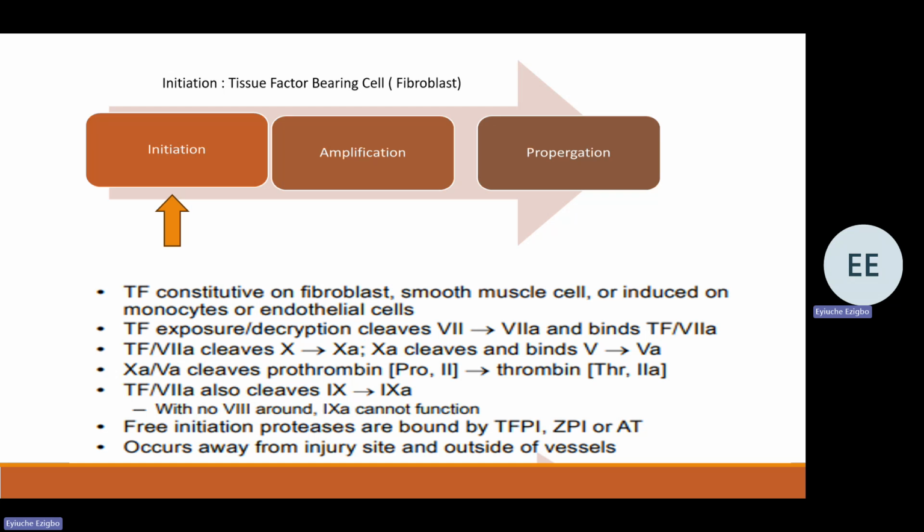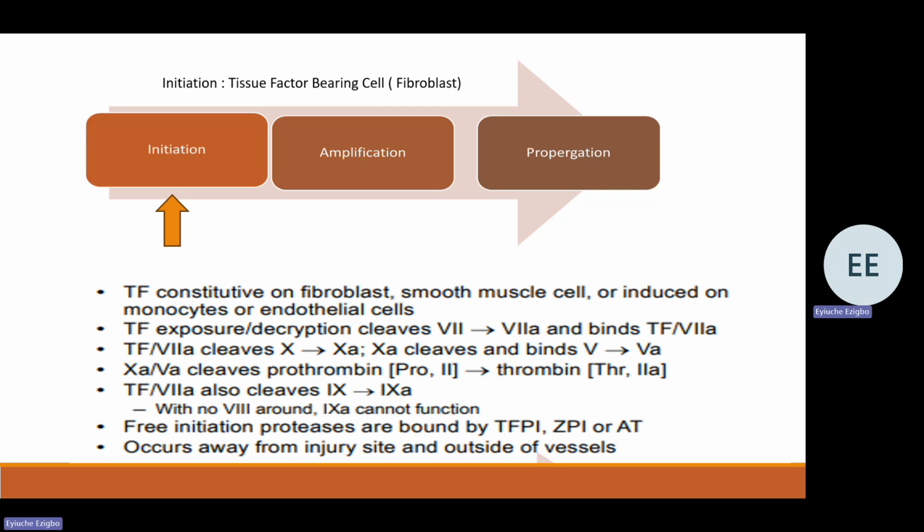Upon exposure or decryption, tissue factor binds factor 7 and cleaves it to activated factor 7, and both of them form the tissue factor-factor 7 complex. Then this tissue factor-factor 7 complex cleaves factor 10. The activated factor 10 then binds factor 5. The factor 10-factor 5 complex cleaves prothrombin, forming thrombin. The tissue factor-factor 7 complex also cleaves factor 9.